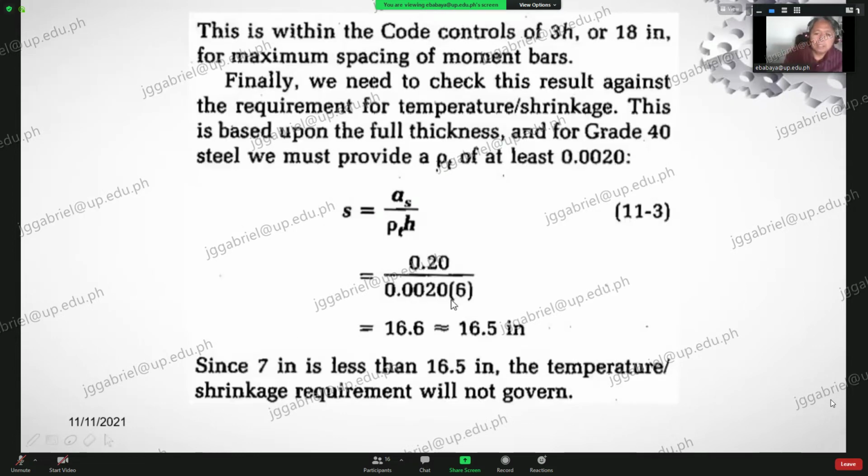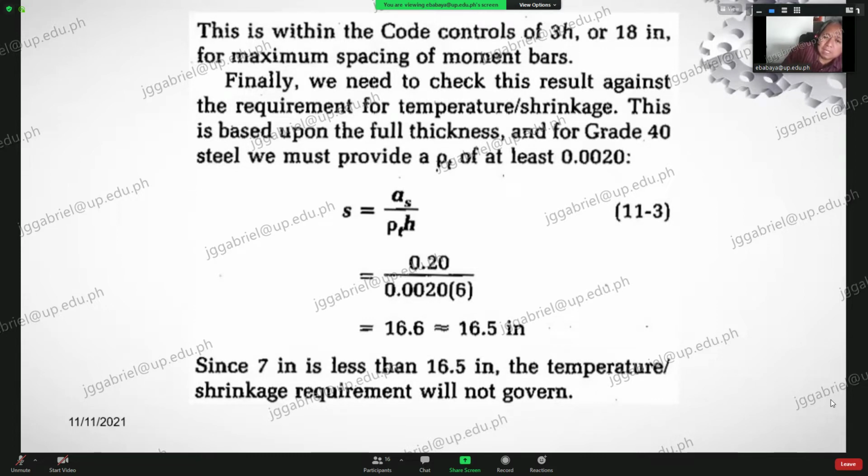Okay, the spacing for shrinkage reinforcement, you also compare that with the moment reinforcement, no? For the direction of the moment reinforcement, 7 inches is less. So you will use 7 inches at that region, and in that direction. When you say in that direction, that's perpendicular to the length.